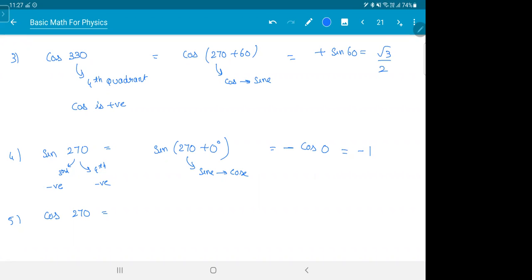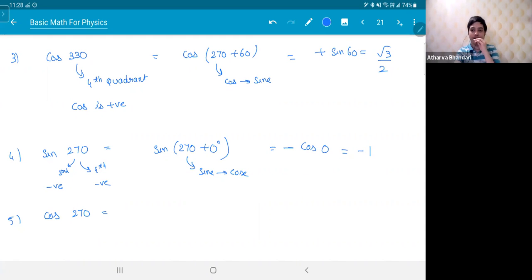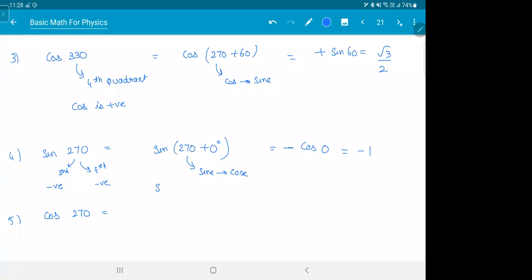So you'll take 270 plus 0 because there is no angle there. For 270, sine becomes cos. Minus cos 0. We can also write sine(180 plus 90). You can do that also. Sine(180 plus 90). With 180, sine stays sine. So minus sine 90.